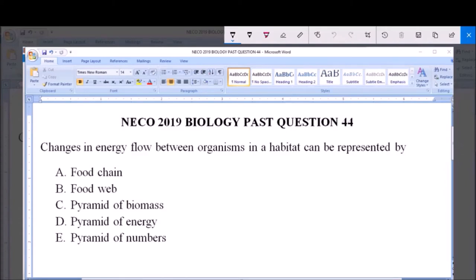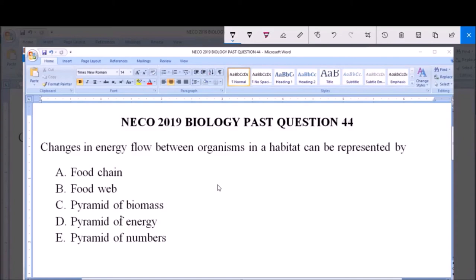Changes in energy flow between organisms in a habitat can be represented by A. Food chain, B. Food web, C. Pyramid of biomass, D. Pyramid of energy, and E. Pyramid of numbers. Now, let's check each of these options before we can ascertain which will be represented by changes in energy flow between organisms in their habitats.